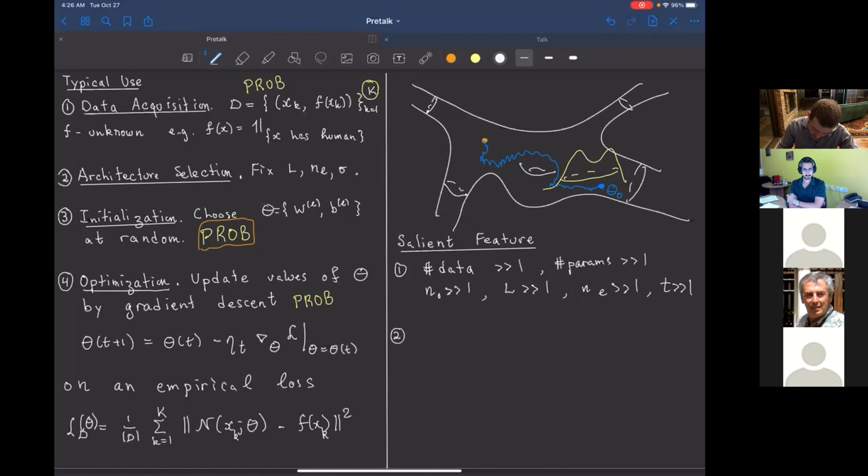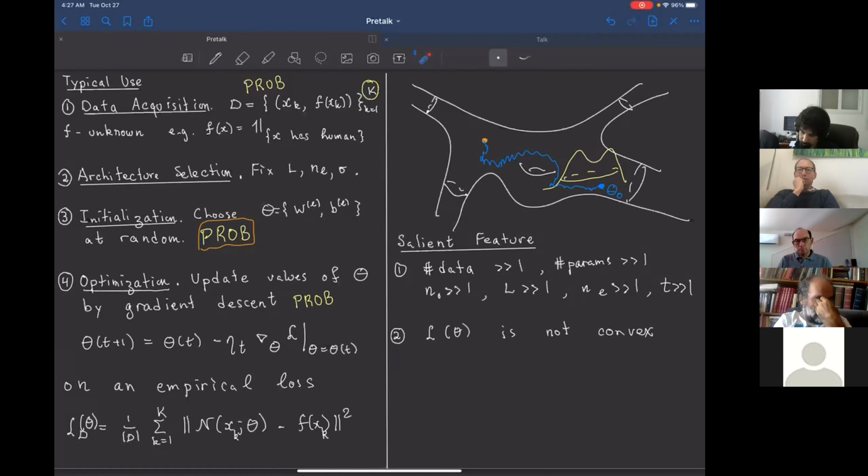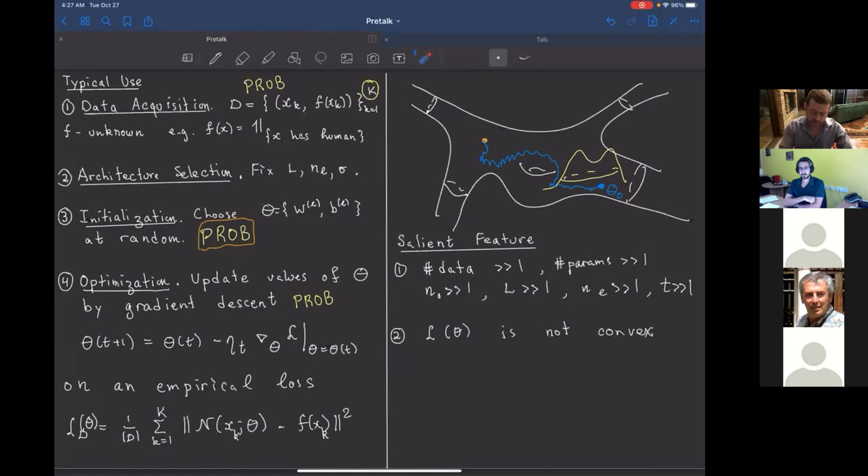Salient feature number two that I want to point out is that this function L that you're minimizing is not convex. So part of the questions that come up about neural networks is, why is it that by a first order method like gradient descent, you can with high probability find an approximate global minimum, which is what you find in practice for a non-convex function? These things are not impossible. That's what happens for spin glasses, for example. But you have to say something non-trivial about why that should be possible.